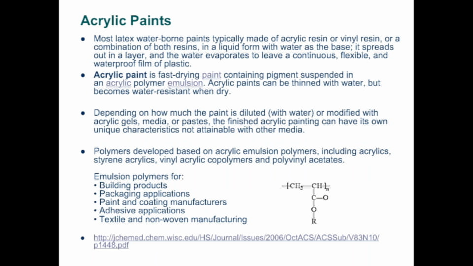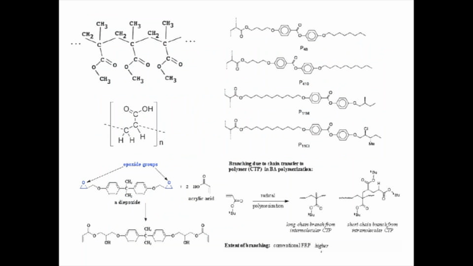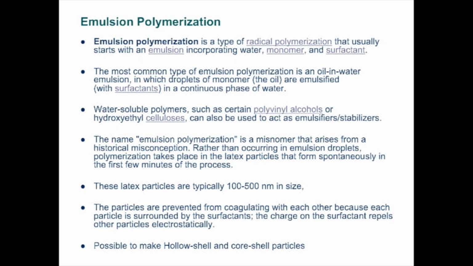So acrylate paints are made by vinyl polymerization in emulsion to produce different types of water-based paints or latexes, which have formulations based on the vinyl monomer. So here it just gives you an example of some of those vinyl monomers. It could be methacrylic acid, vinyl acetate, methyl methacrylate, okay, and other cross-linkers. And these are made by emulsion polymerization.